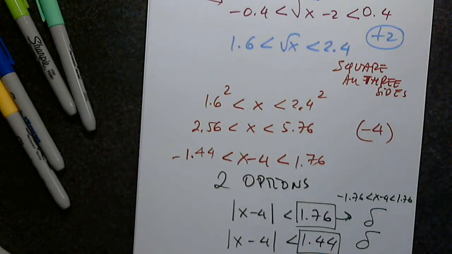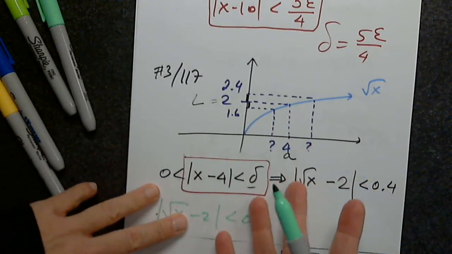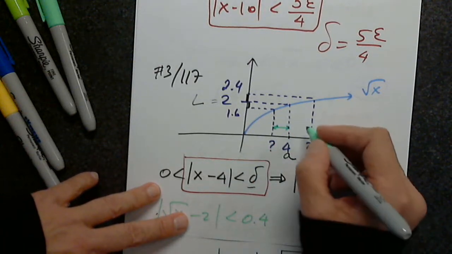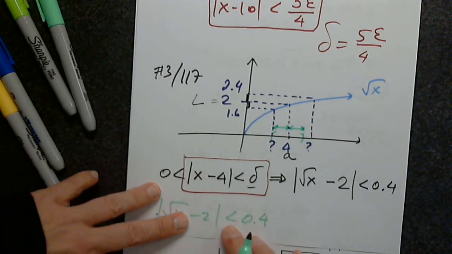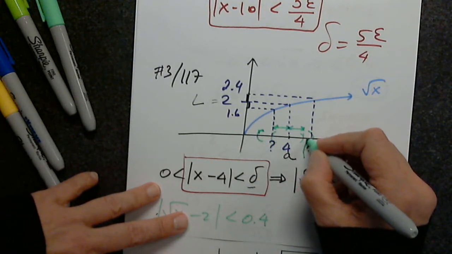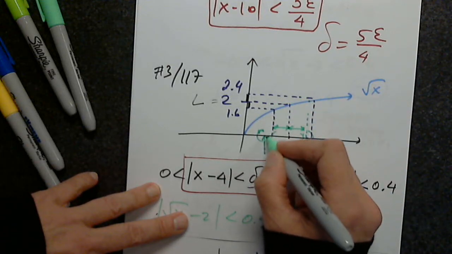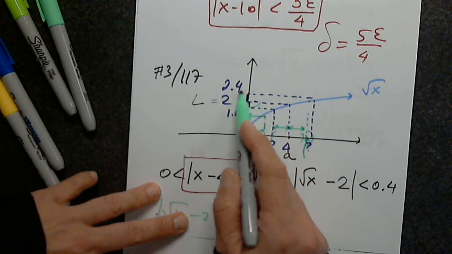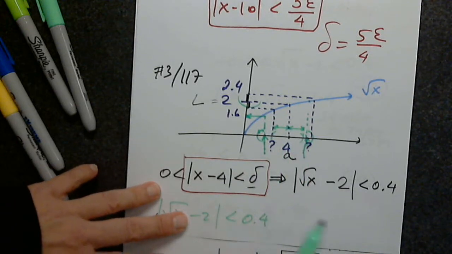I go back to the drawing. My drawing is not perfect, right? But I know for sure that if I choose the smallest, I am fine. If I choose the biggest, I may not be fine. By choosing x here, I'll be okay. But by choosing x here, I will not be okay. This f of x will fall outside of the interval. So I know for sure that I have to choose the smallest of the two.